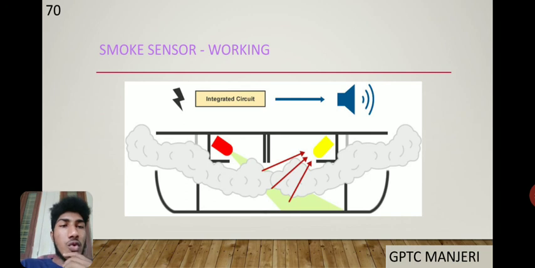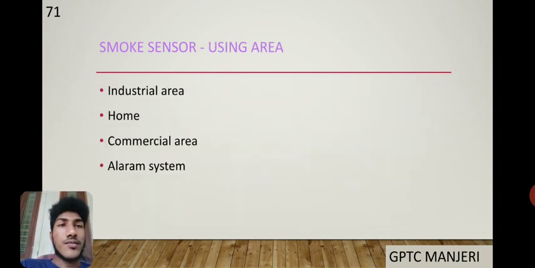So the smoke is produced. The smoke enters the sensor. There are two plates, and there is an ionization flow, an ion flow. So the smoke disturbs the flow of ions, which can be detected and measured, and sent to the microcontroller, activating the alarm. The smoke sensor usage areas: industrial area, home, commercial area, and alarm systems.